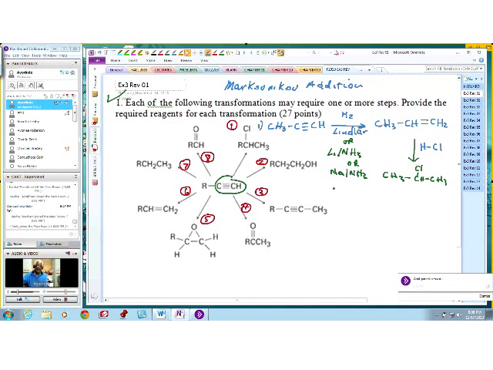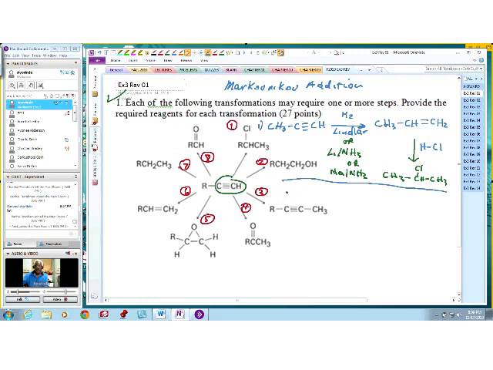Okay, so that is good. Okay, now let us go to number 2. Let us go to number 2, going from this carbon-carbon triple bond to a primary alcohol.